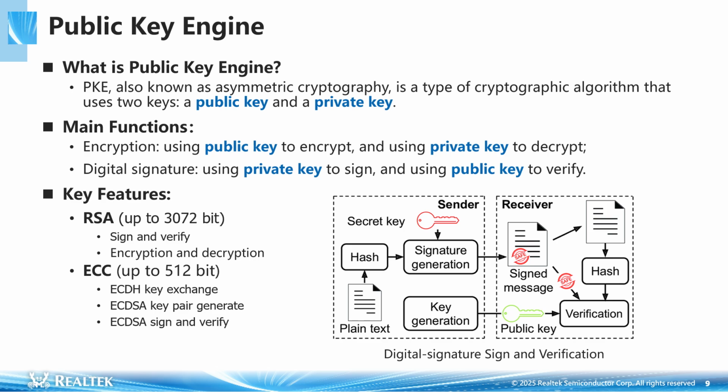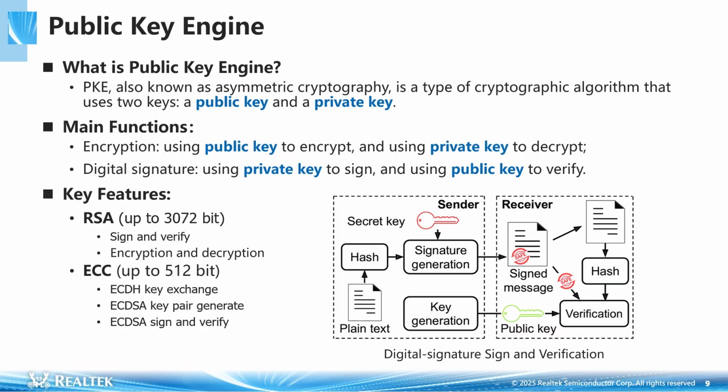Public key engine, also known as asymmetric cryptography, is a cryptographic algorithm that operates using 2 distinct keys, a public key and a private key. Main functions of PKE include encryption and digital signature. For encryption scenario, public key is used to encrypt, and private key is used to decrypt. For digital signature, private key is used to sign digital messages, and public key is used to verify these signatures.